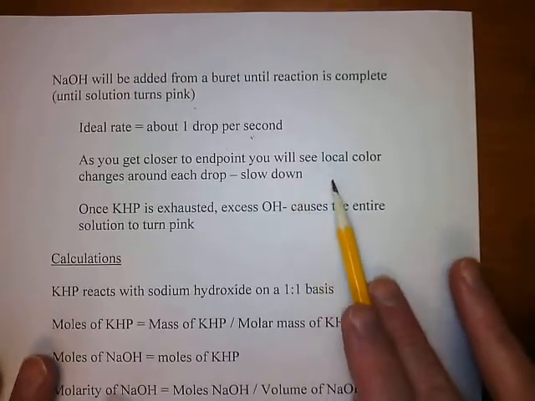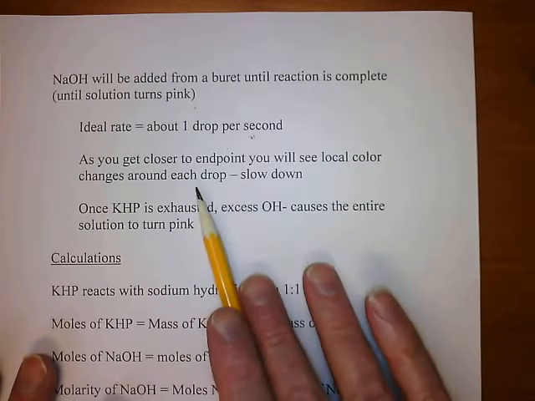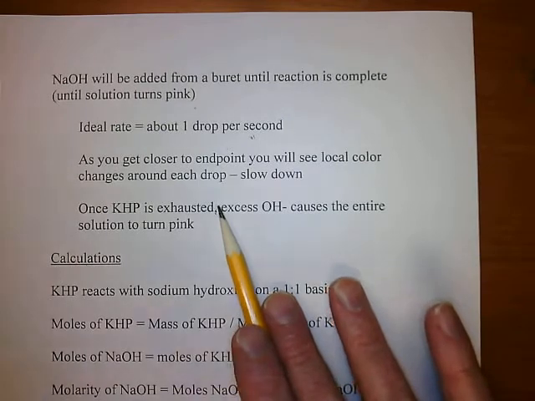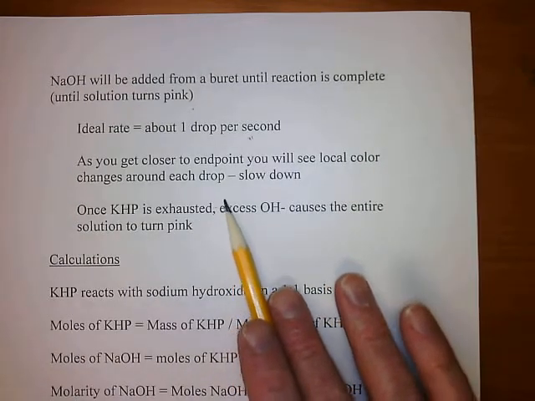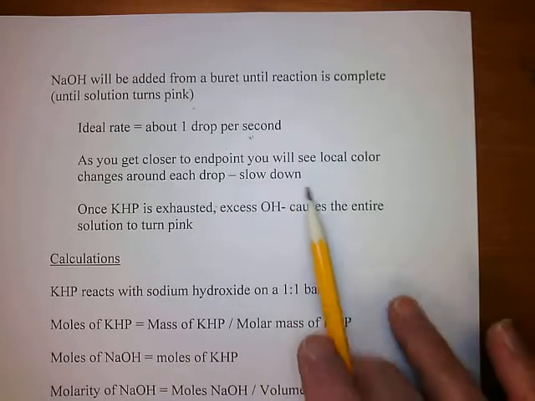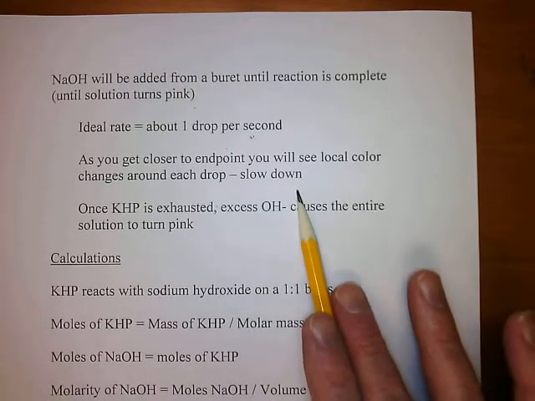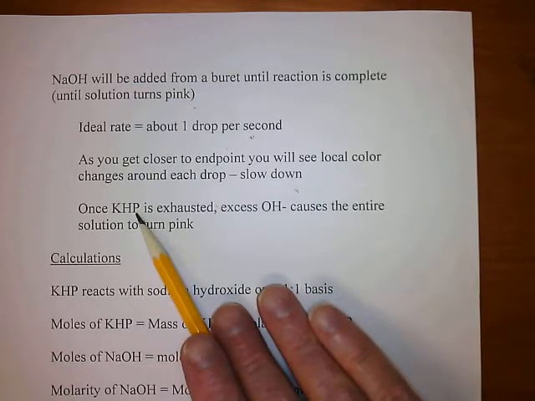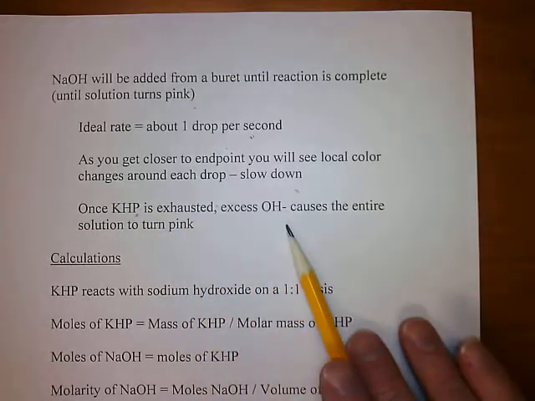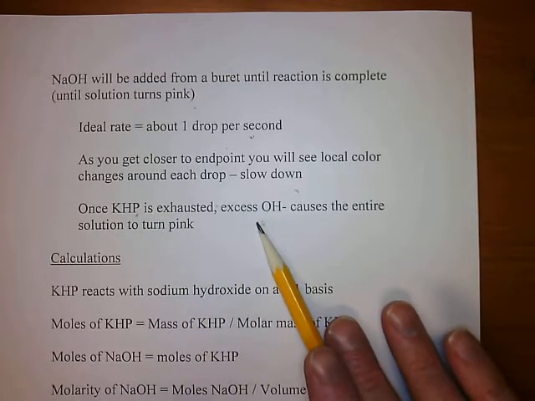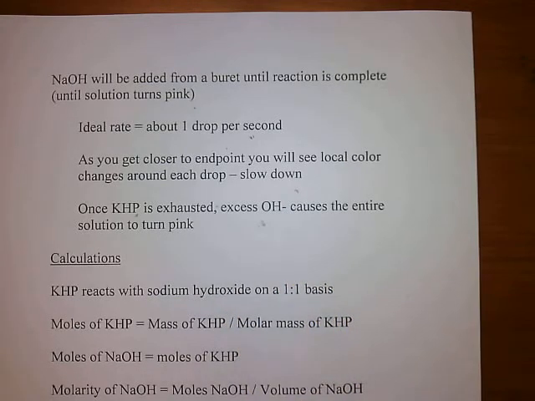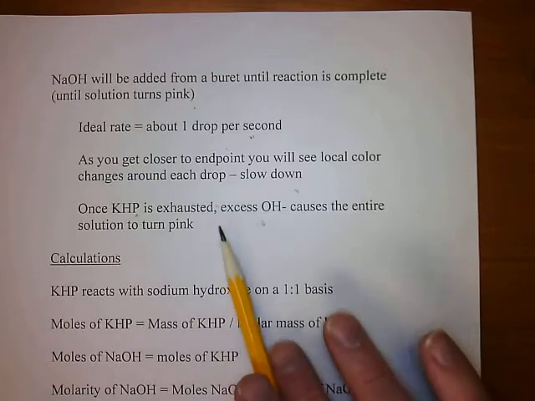As you get closer to the end point, you will get a warning. You will start to see local color changes around each drop. The drop of sodium hydroxide will turn pink as it goes into the solution, and then when you swirl it, it goes away. That's giving you a warning that you're getting close to the end point and that you should start to slow down. Once all the KHP is exhausted, the next drop of hydroxide turns the solution basic, and the entire solution turns pink, and that's how you know when to stop the titration.